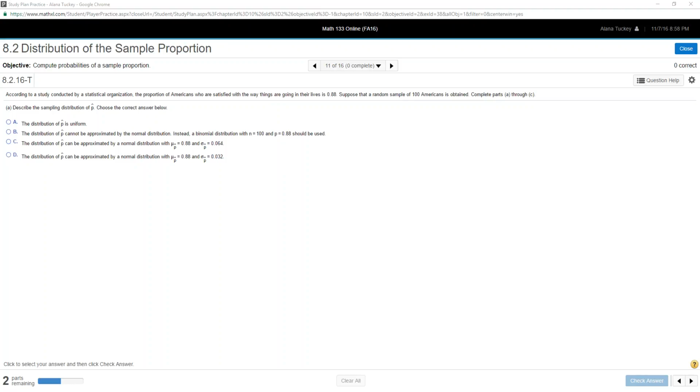Hello there, I've received a question about this problem, which is 8.2, number 16 in the study plan. Who knows where it would be in the actual homework assignment you've got?